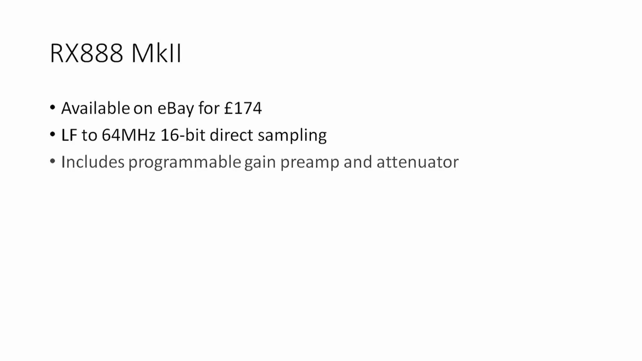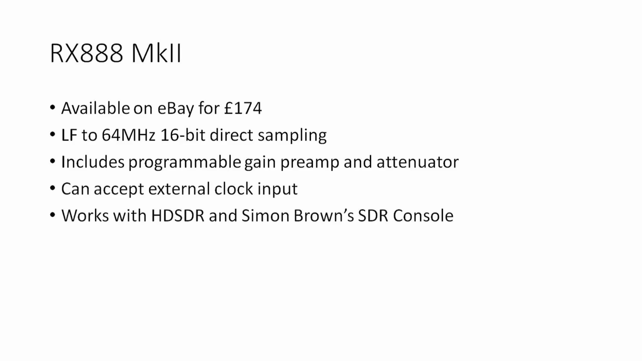One example that's been around and available to amateurs is the RX888 Mark II. It was costing about 175 quid, something like that. It does LF to 64 megs, 16-bit direct sampling, and it just packages it up and sends it over the USB port. The Mark II includes a programmable gain preamp. The Mark I didn't, and it's not so good because of it. It accepts an external clock, etc.